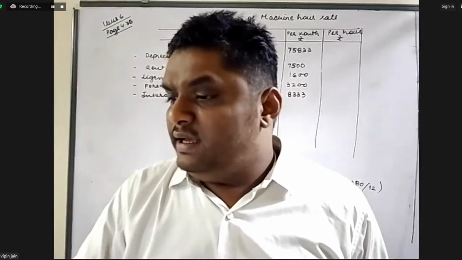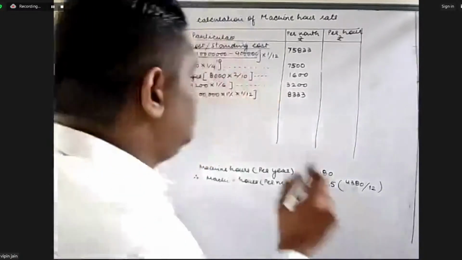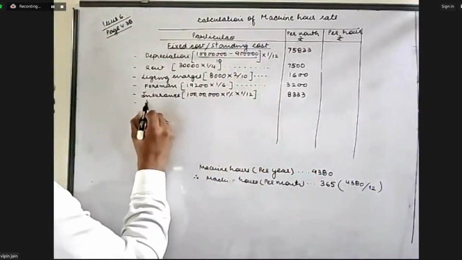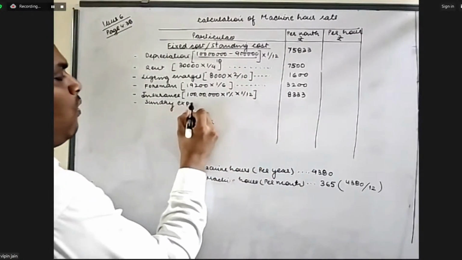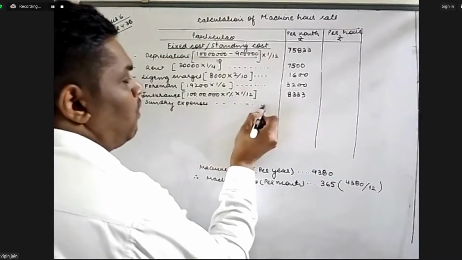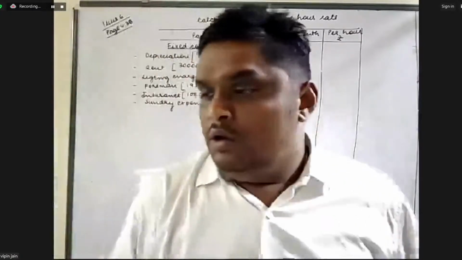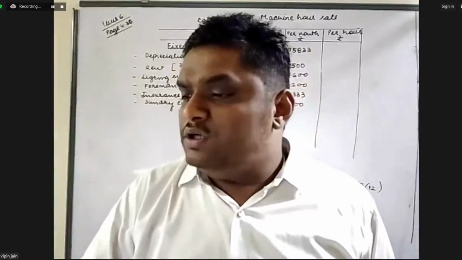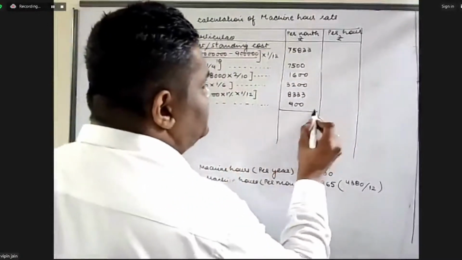Further, the sundries and the expenses on oil, etc., are 900 per month. So sundry expenses are 900 per month. So this is all about the fixed cost. So we will calculate the total fixed cost and we'll calculate it on per hour basis.